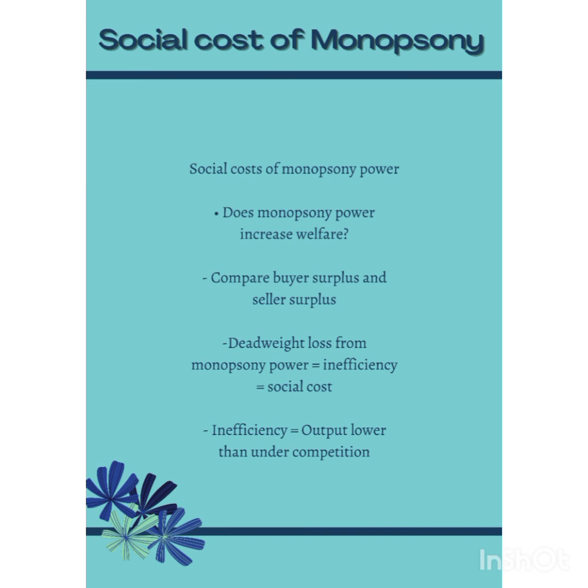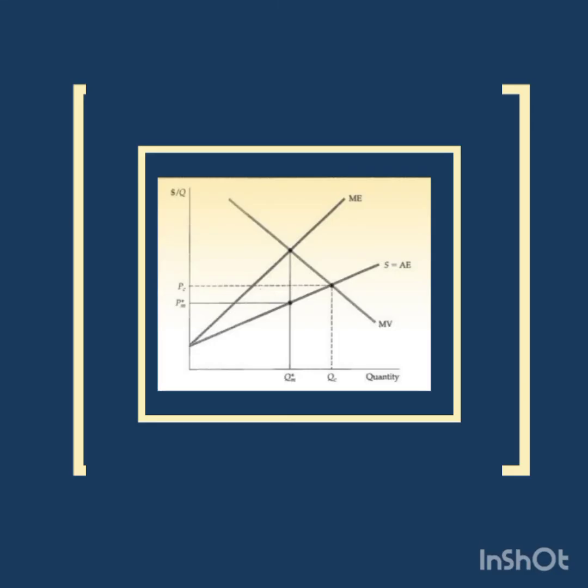In competition, the price is equal to marginal cost, PC equals MC, and the competitive price and quantity are PC and QC. The monopsony price and quantity are found where marginal value MV equals marginal expenditure ME, giving PM and QM. The graph indicates that the monopsony reduces output from the competitive level in order to decrease the price: PM is less than PC and QM is less than QC.